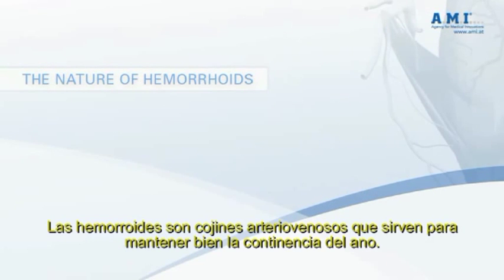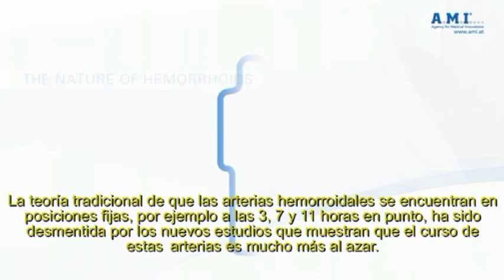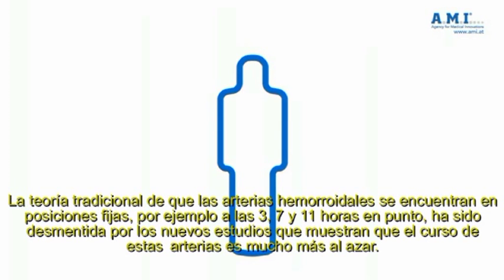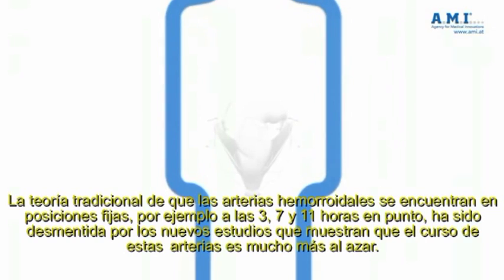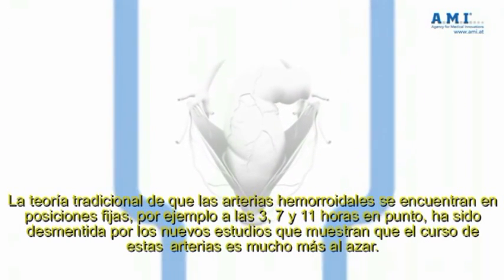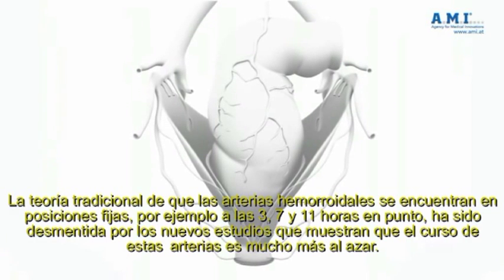Hemorrhoids are arteriovenous cushions which serve to maintain the fine continence of the anus. Recently, novel and interesting discoveries have been made concerning the vessels supplying blood to these cushions. The traditional theory that hemorrhoidal arteries are located in set positions, for example at 3, 7, and 11 o'clock, has now been disproved by new studies showing that the course of these arteries is much more random.